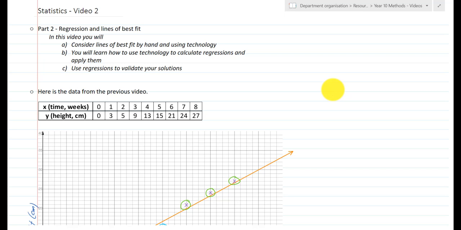And again, a word of warning, this may actually be video 8 in some areas because I'm doing this for 2 different streams. But this is part 2 of my regression and line of best fit analysis.